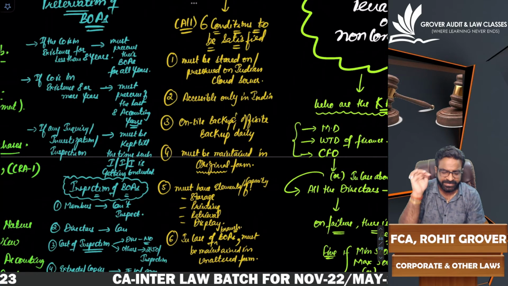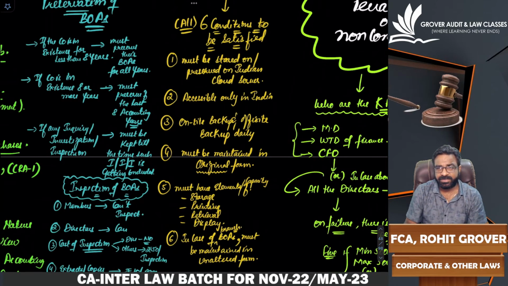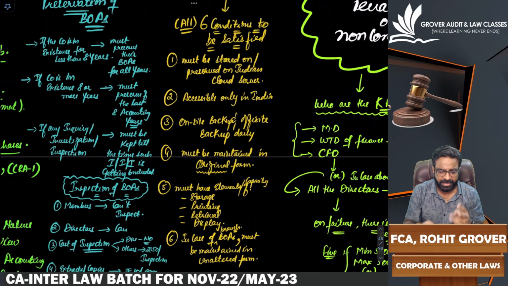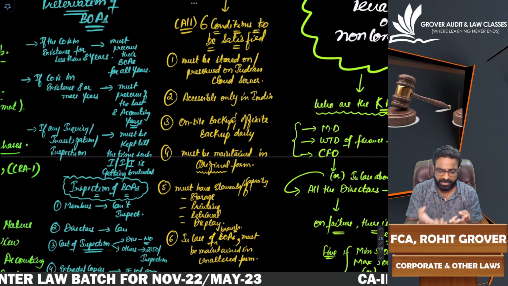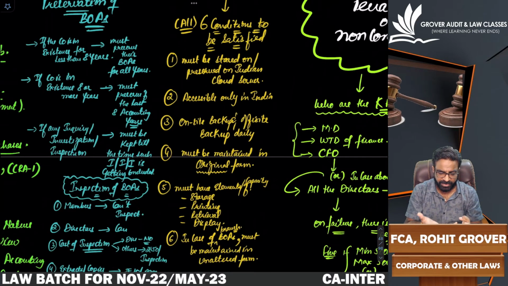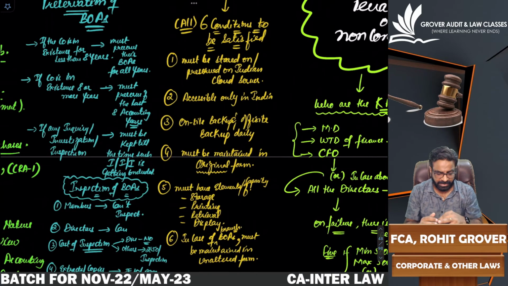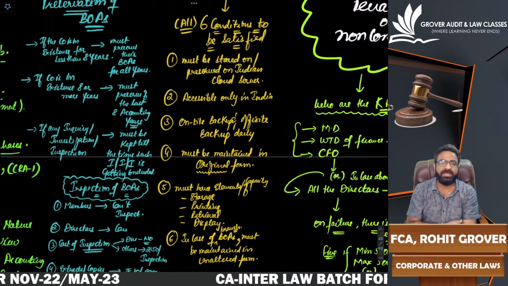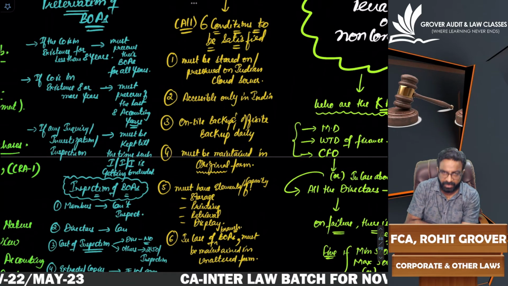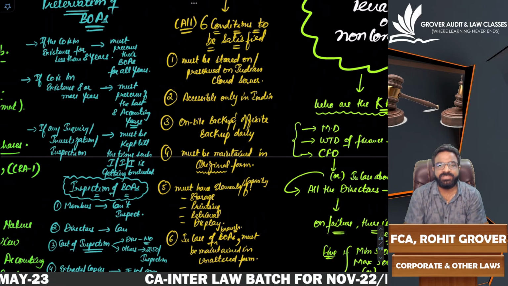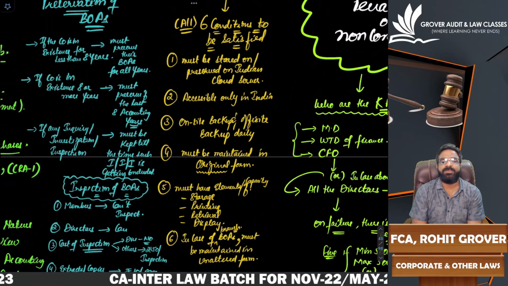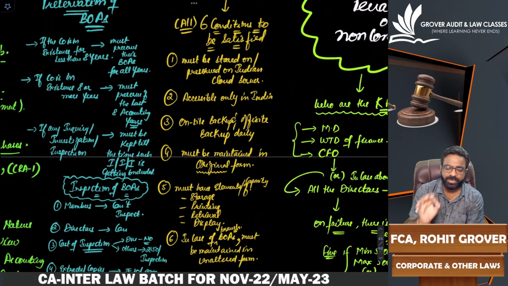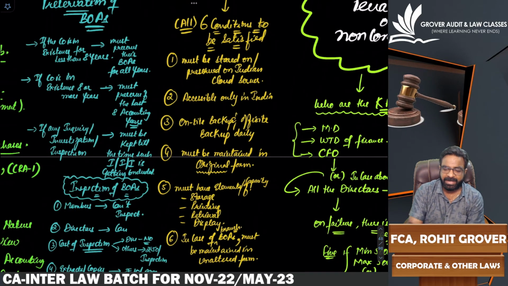Condition number 1, which server? Indian cloud server. Condition number 2, accessible only in India. Daily, one on-site backup and one off-site backup. Next point: it must be maintained in the original form. Next point: it should have the 4 features. What are the 4 features? Storage, printing, retrieval, and display.